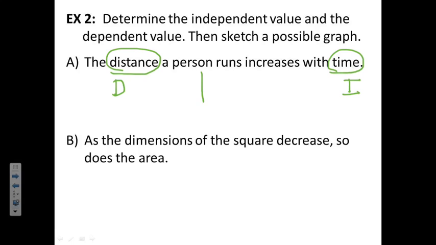Then to sketch a graph, we labeled the independent variable as the horizontal axis. So we said this is time here, and this one is the distance. And we said if you're going to start running, you usually start at 0, and then you go and then you maintain a speed for a while, and then you drop back off until you stop.